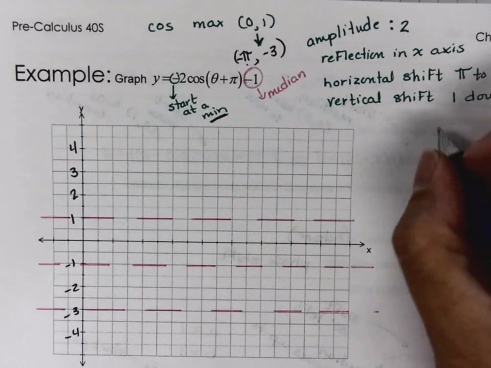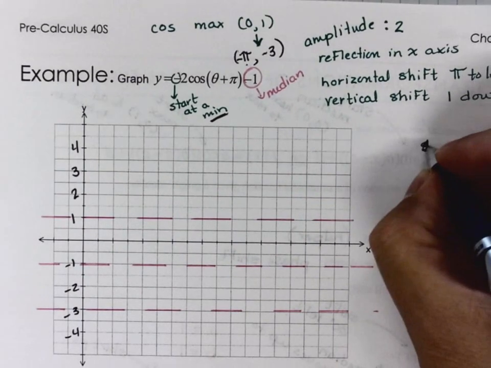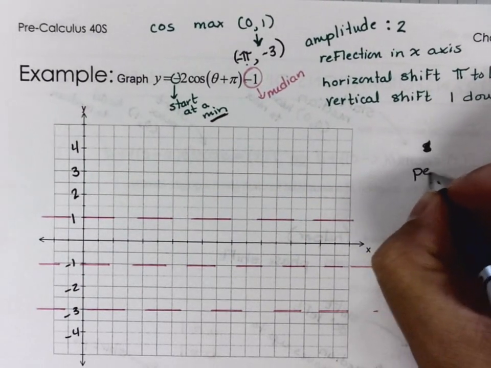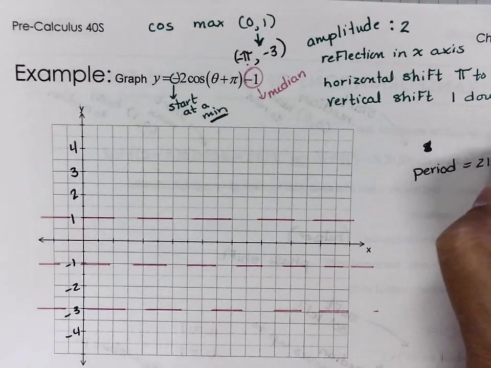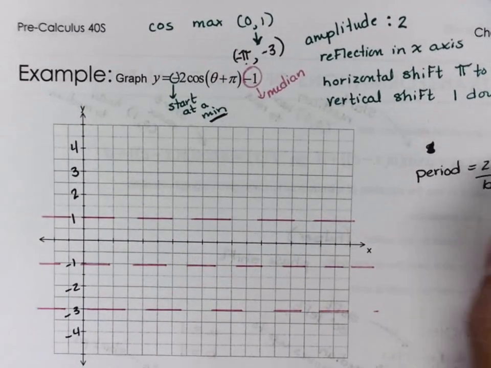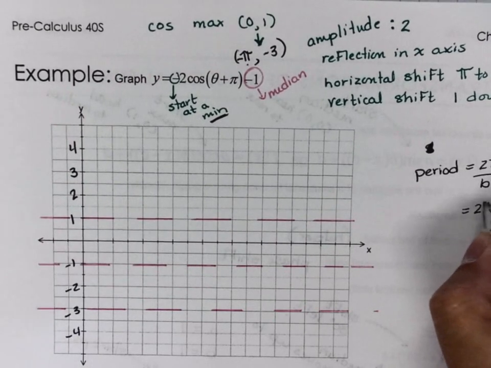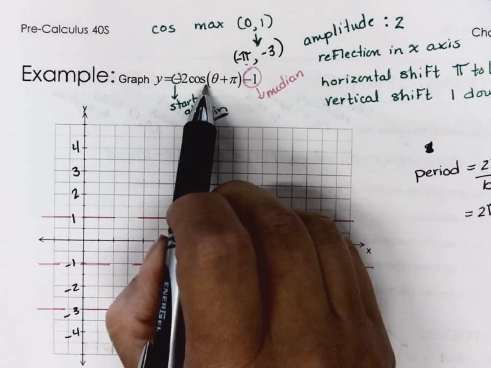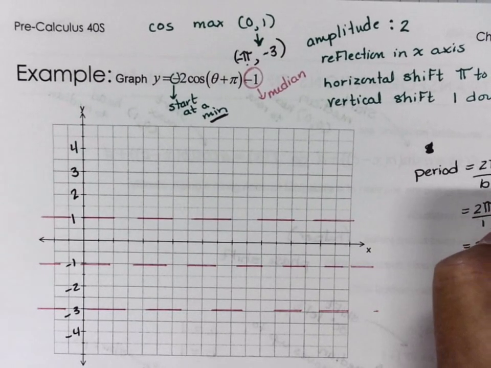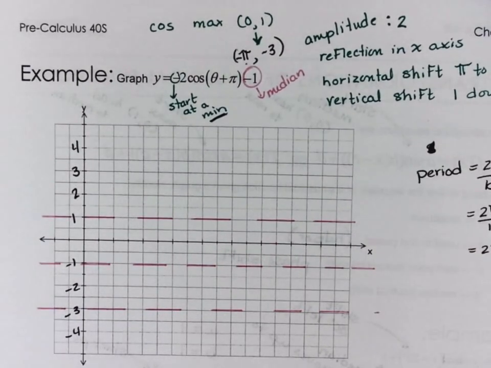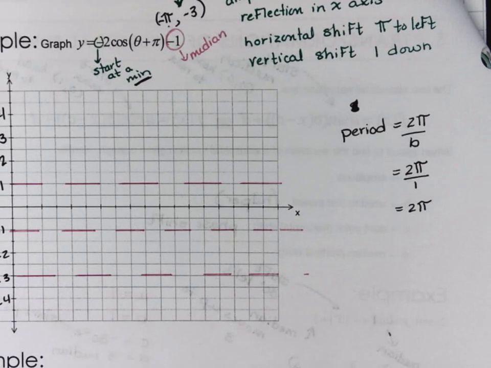Okay, now I need my something happening point. Oh no, I need my period first. What's my period for this graph? It's going to be 2 pi divided by b. What's b? Is there a number outside the bracket? No, so it's a 1. So my period's 2 pi. And I encourage you to keep doing that until you feel comfortable finding your period.